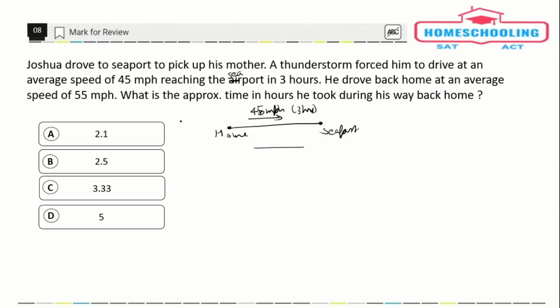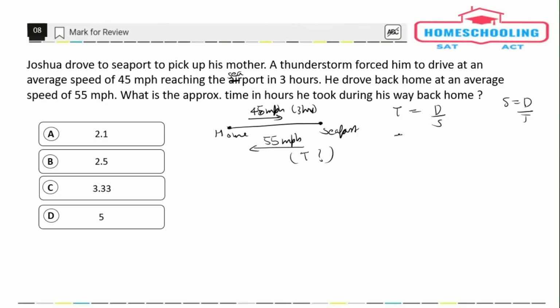When he drove back from the seaport to home, he drove at an average speed of 55 miles per hour. So what is the approximate time he took? We have to find the time for coming back from the seaport to home. In the first part of the question, it is said that going from home to the seaport, as we know, speed is equal to distance upon time. So time can be written as distance upon speed.